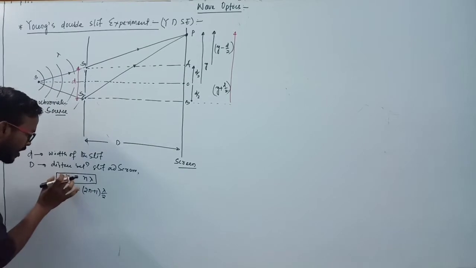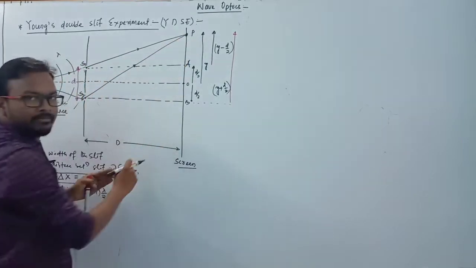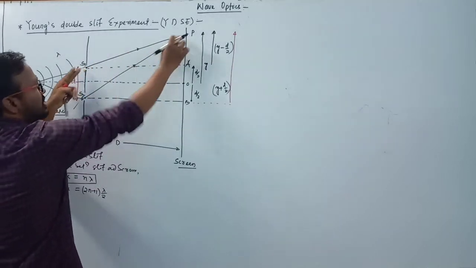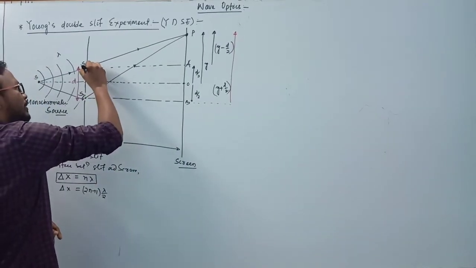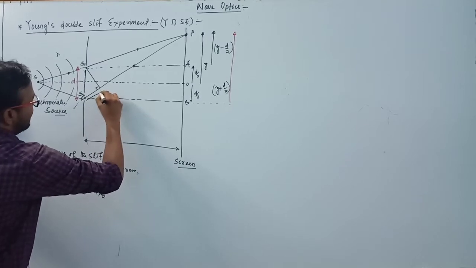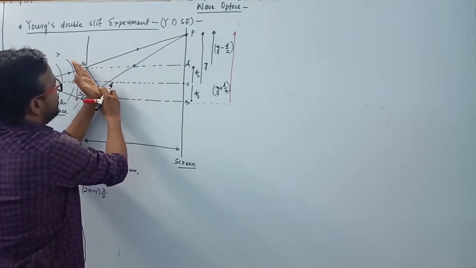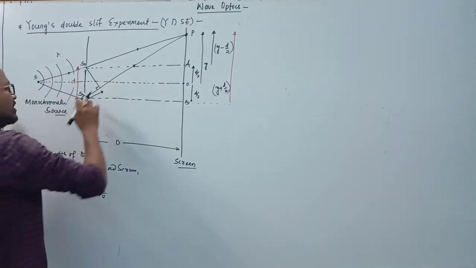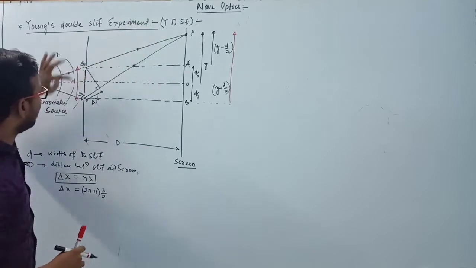So first we have to find what the path difference delta x is. Delta x is the path difference between S1P and S2P, because the S2P light travels a larger distance and the S1P light travels a smaller distance. Suppose we draw a perpendicular here. Now if we ignore this distance, S1P travels this distance and S2P also travels this distance, and these two distances are equal if we cut this part.